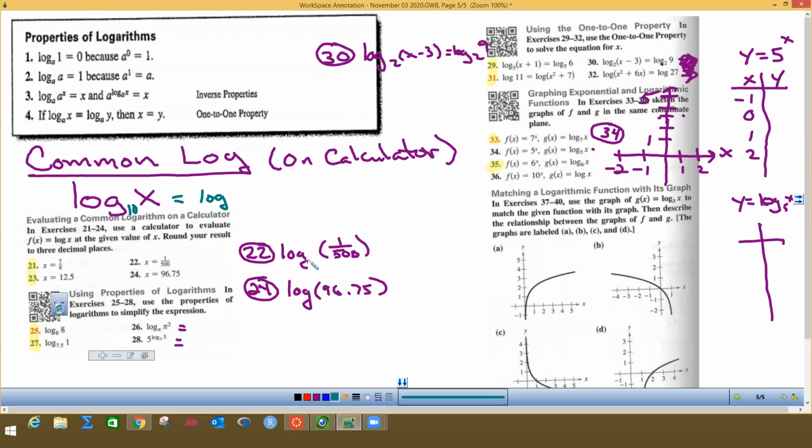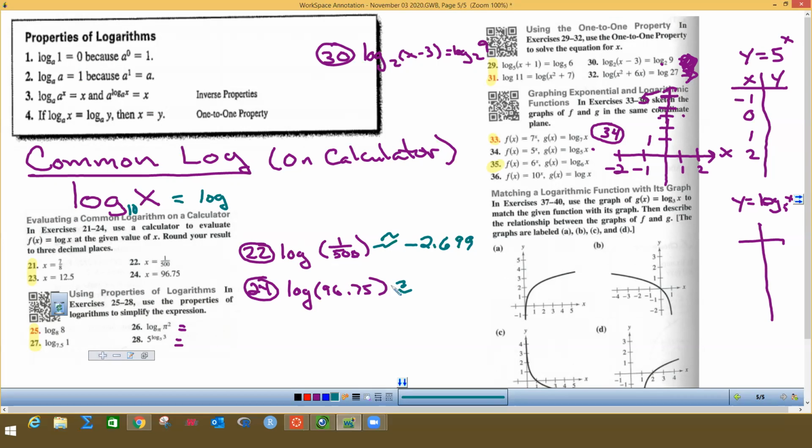So when you hit log, I'm going to type in 1 divided by 500 on my calculator, and that gives me -2.6989700004, and that's going to round to 3 decimal places. So this is going to be -2.699.